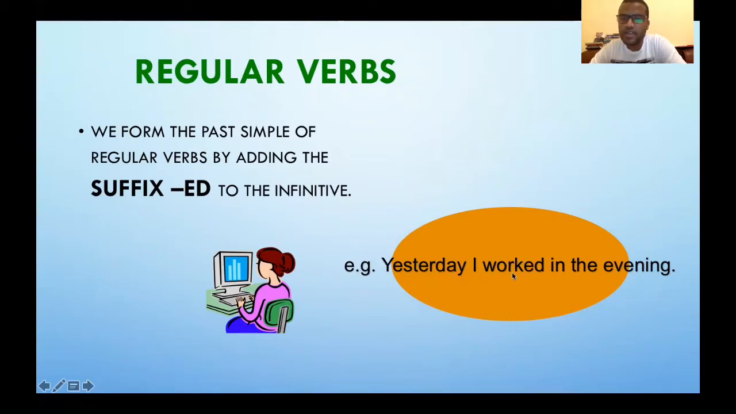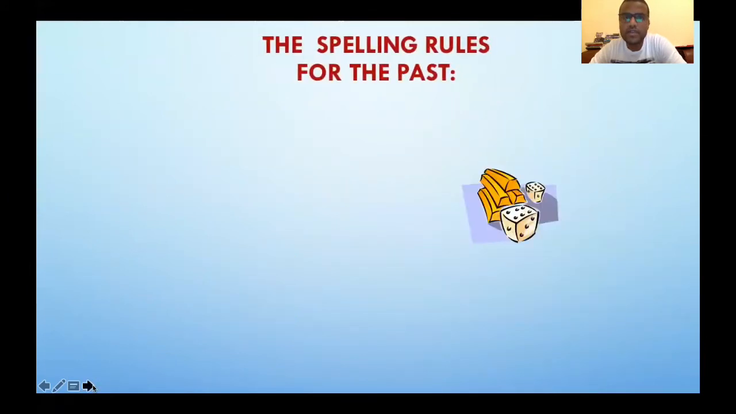Okay, yesterday I worked in the evening. So the spelling rules for the past means that we're going to cover a lot of things related to how we add d or ed to the regular verbs. When we have a verb in the infinitive, most verbs take ed, like want, wanted. We add ed.